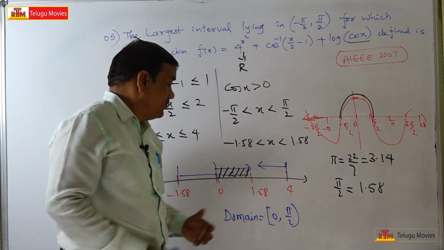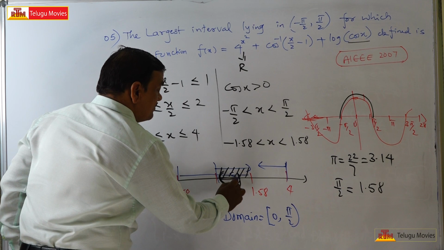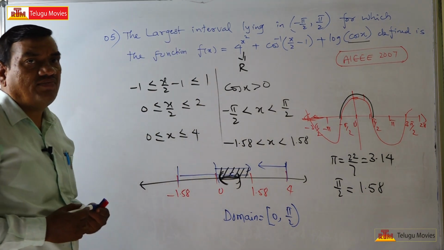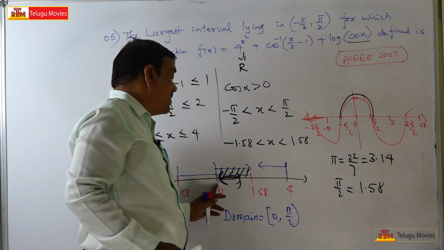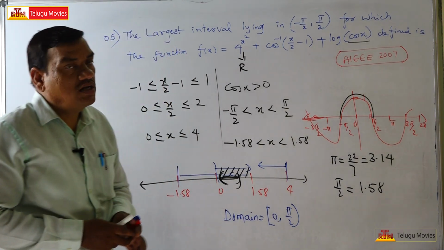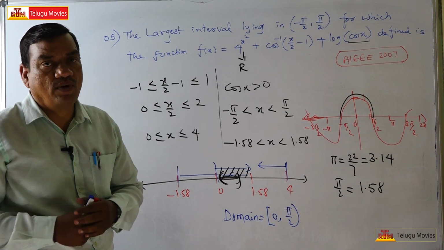You can take up to here also, and in that interval also the function is defined, but he wants our largest interval, that is closed bracket 0 to pi by 2. I hope you understand this solution. So let us go to the next problem.